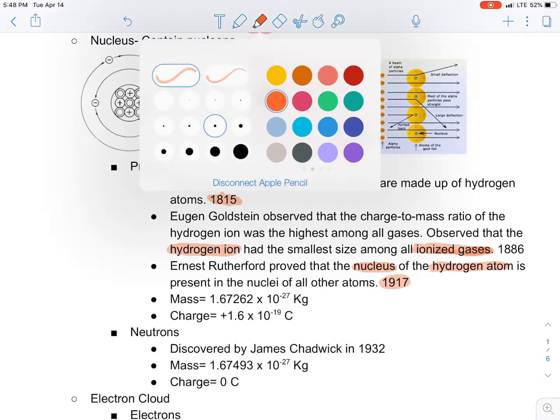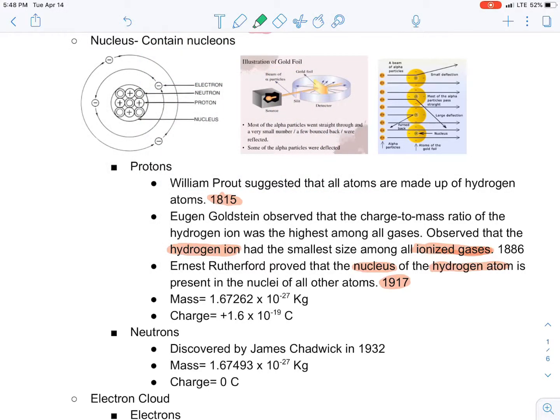Okay, weird story, but all right, now look at this mass. I'm putting this mass down here for a reason. The mass of a proton is 1.67262 times 10 to the negative 27th kilograms. That is very, very small if you haven't figured that out.